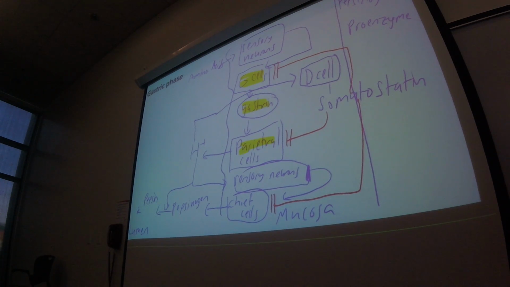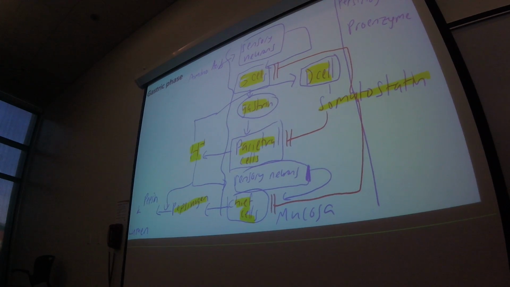Gastrin will activate parietal cells that put out hydrogen. Hydrogen is in the lumen. It activates other sensory neurons that tell the cell to put out pepsinogen via the chief cells. This hydrogen ion will then tell D cells to put out the inhibitory molecule somatostatin, which will then inhibit the G cells, parietal cells, and the chief cells.